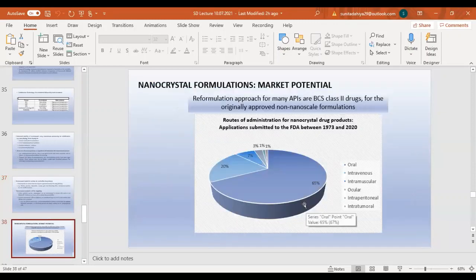Now, if you talk about the market potential, because we say that it is a very industrially feasible approach. So why do we say it's an industrially feasible approach? Because several companies have tried this nanomilling as a reformulation approach, and they have filed applications to the FDA. So most of them you can see have been filed between 1973 to 2020. The oral is the highest one. Maximum applications have been filed for the oral route of administration, followed by intravenous, intramuscular, ocular, intraperitoneal, and intratumoral routes of administration.